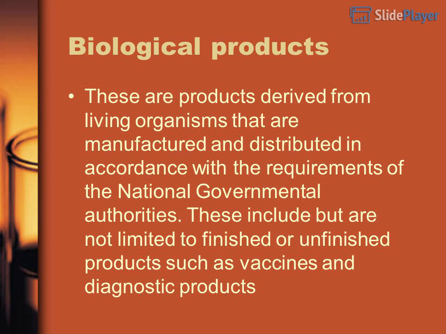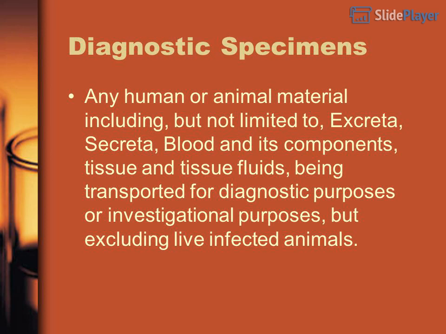Biological products. These are products derived from living organisms that are manufactured and distributed in accordance with the requirements of the national governmental authorities. These include but are not limited to finished or unfinished products such as vaccines and diagnostic products. Diagnostic specimens. Any human or animal material including, but not limited to, excreta, secreta, blood and its components, tissue and tissue fluids, being transported for diagnostic or investigational purposes, but excluding live infected animals.